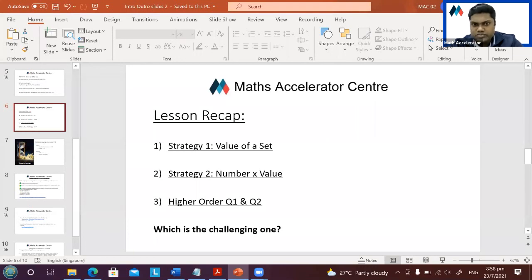Okay, looks like most of you are saying number three, and some of you are saying strategy one. One of you mentioned all are equally difficult. Okay, all right. So it's good to practice this kind of questions, especially the higher order questions, because there's a little bit of thinking required.